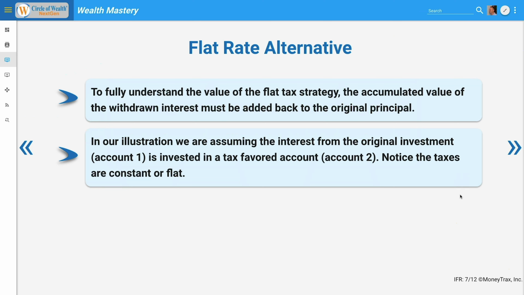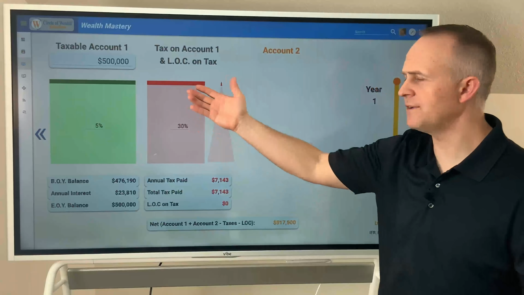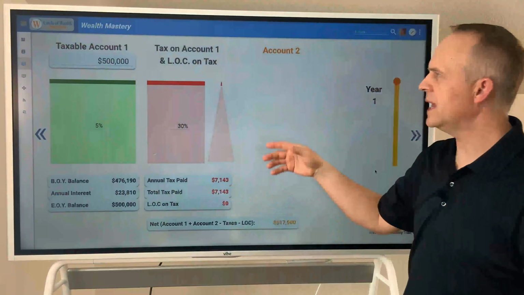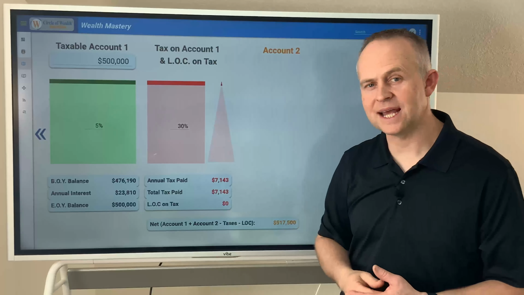To fully understand the value of the flat tax strategy, the accumulated value of the withdrawn interest must be added back to the original principal. Okay, and in our illustration, we are assuming the interest from the original investment, which is account number one, is invested in a tax-favored account, which is account number two, and you'll notice that the taxes are constant or flat. All right, so here we have our taxable account. This is our $500,000 that we've been talking about. And then we have our taxes on this account. Right? That is our 30% in this particular case.